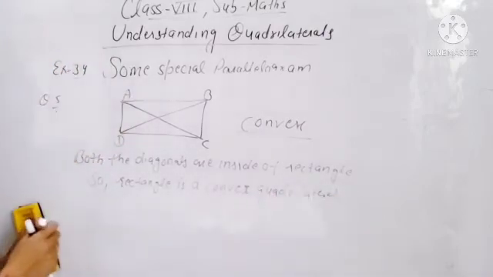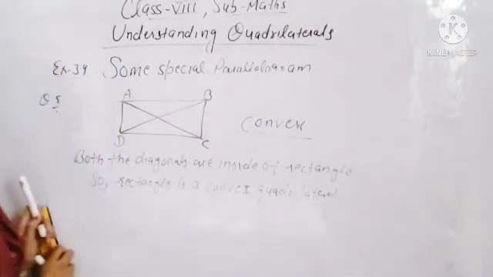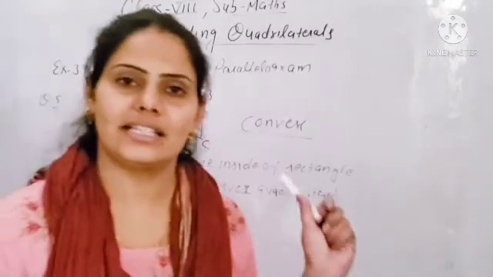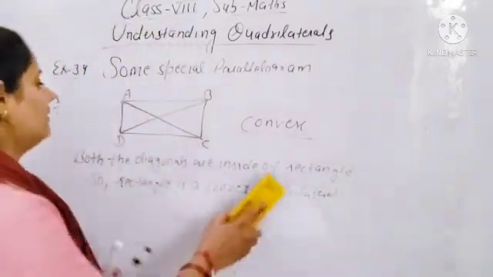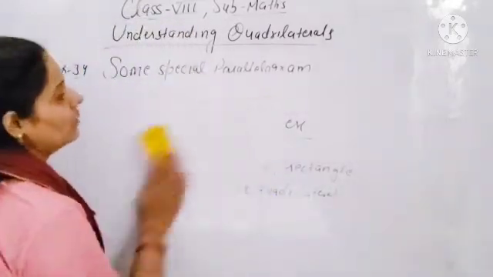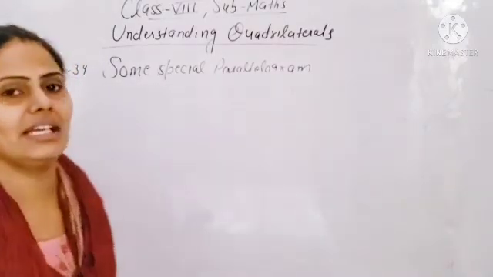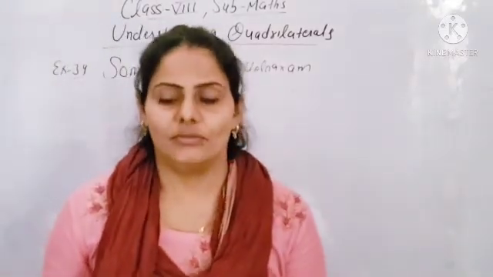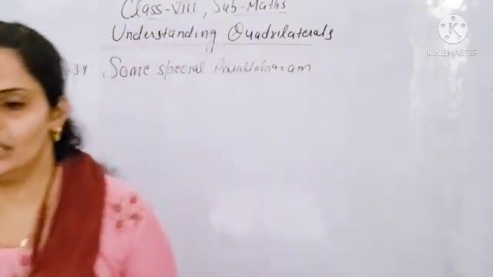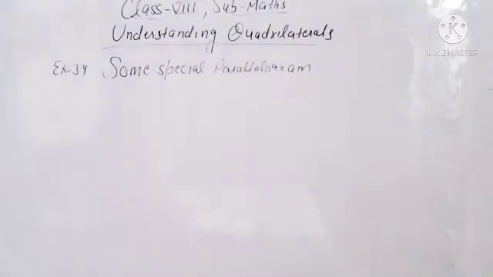Clear? How many diagonals will be there in a rectangle? 2 diagonals, and both are inside of the rectangle, so you can say it will be a convex quadrilateral, because according to the definition of convex quadrilateral, all the angles should be less than 180 and the diagonals will be inside of the polygon.